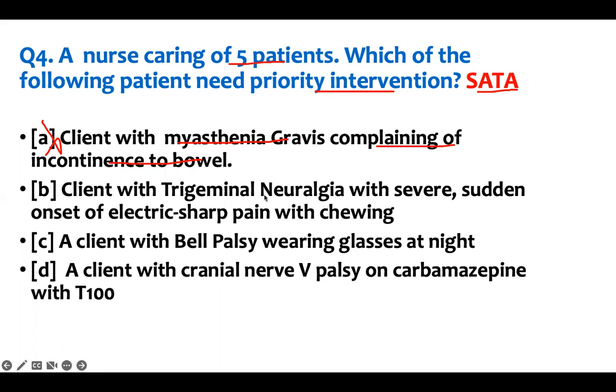A client with trigeminal neuralgia with severe, sudden onset of electrical sharp pain with chewing. Well, good luck with that. That one doesn't need to be seen first. You are not being sharp if you make this patient your choice. You have to be sharp and not let them trick you with all these tricky words. All this is telling me is the patient has pain, which is expected. Therefore, I'm not seeing them.